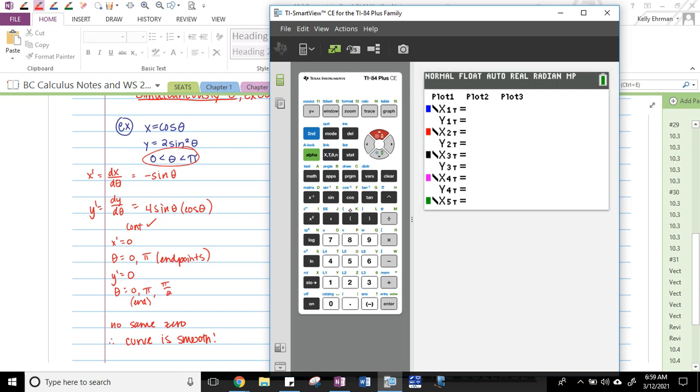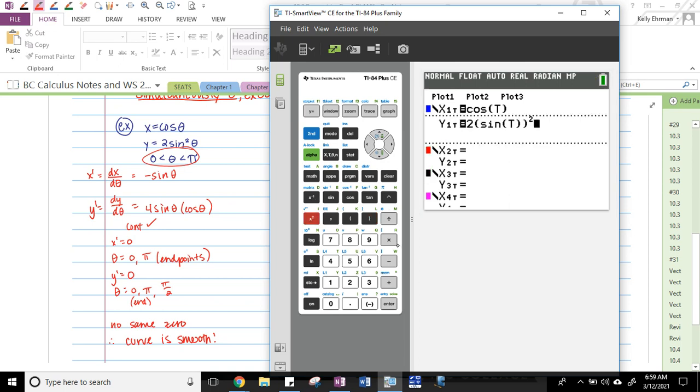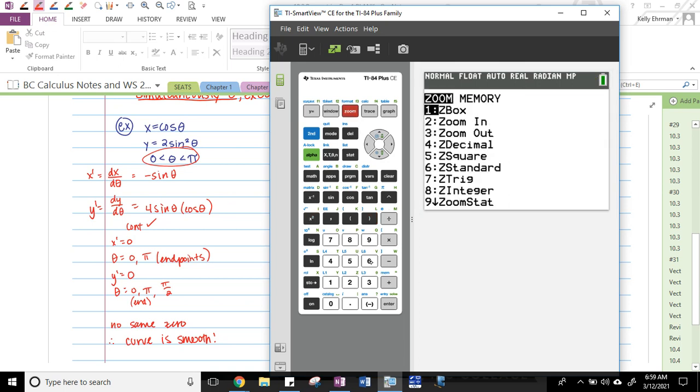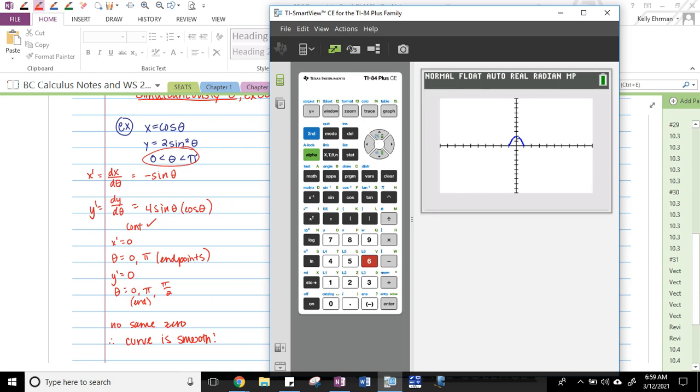Let's type in for x1. This is cosine of t. Parametrics aren't going to put theta in. They're always going to put in t. It's fine. And then 2 sine squared, you have to type it in like sine theta, and then around that parentheses, square that. And if I just zoom 6, I can see kind of a smooth curve there.